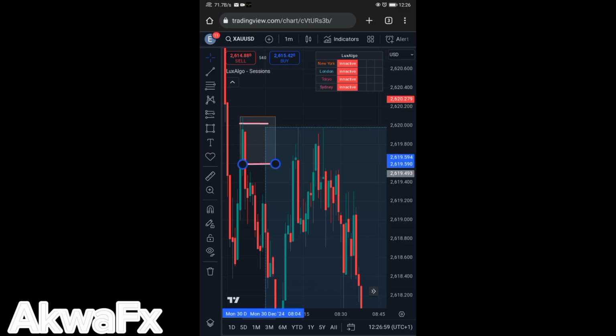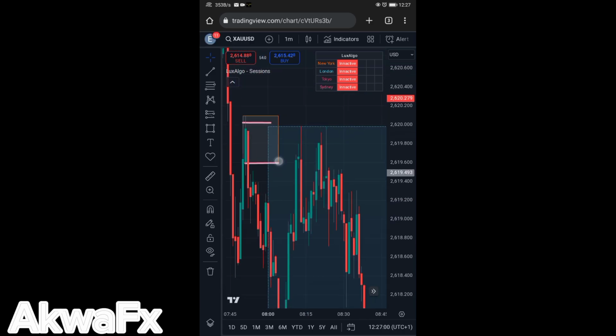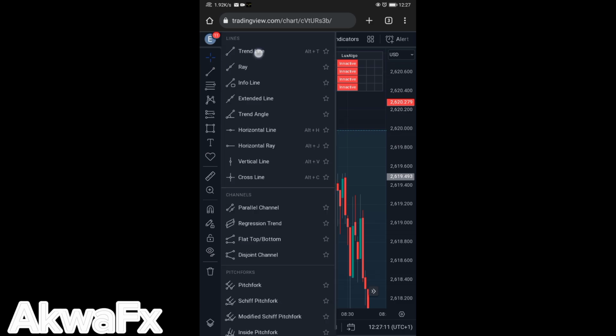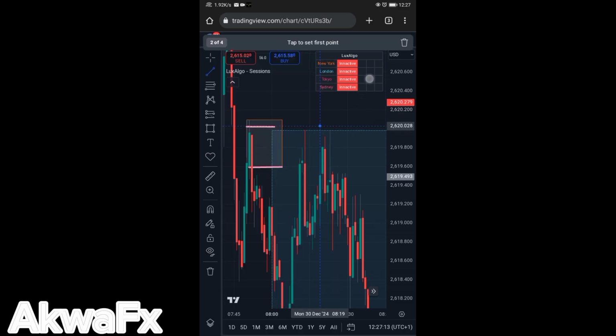So I placed my stop loss right here at the tips. Sorry guys. I forgot about this very one entirely. I didn't think of this one. So this was the mistake that I made this day.